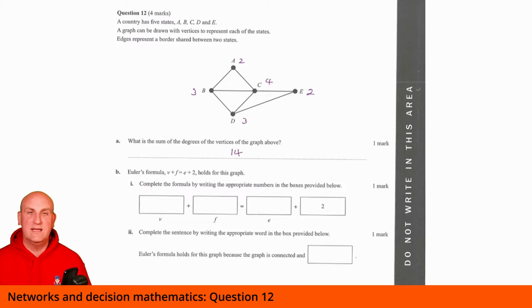And yes, I do use my calculator every single time because I don't want to make silly mistakes. Euler's formula, V plus F equals E plus 2, holds for this graph. Complete the formula by writing the appropriate numbers in the boxes below.